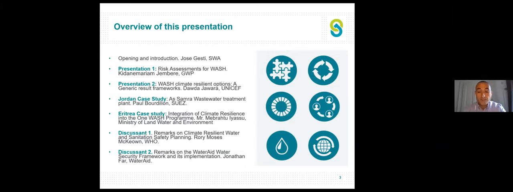Then we have two very, very interesting case studies. The first one coming from Jordan, and Suez is leading on this presentation about the Asambra wastewater treatment plant. And also from Eritrea, we have a very interesting case study on the integration of climate resilience into the One WASH program. We have two key discussions today. We will have WHO making remarks on climate resilient water safety planning and sanitation safety planning. And we also have WaterAid making remarks on the WaterAid water security framework and its implementation.